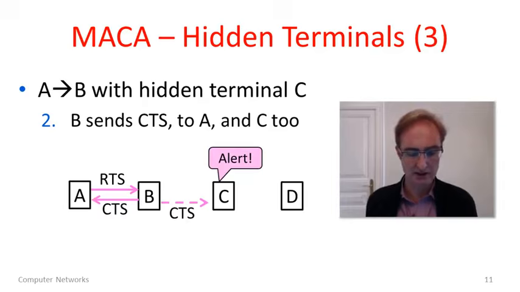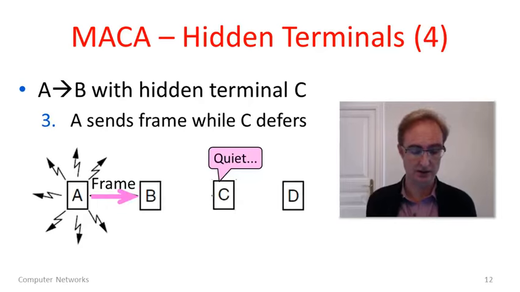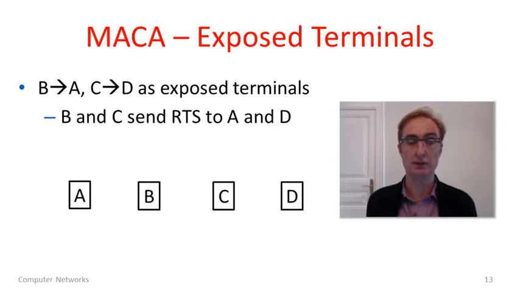Here's that picture cleaned up. So you can see C's now in a state of alert. It knows that someone's going to use the wireless. Now, A simply sends to B. C, because it heard this clear to send, defers or just waits for this time period to pass so that the transmission from A to B would be successful. Great, we solved hidden terminals.